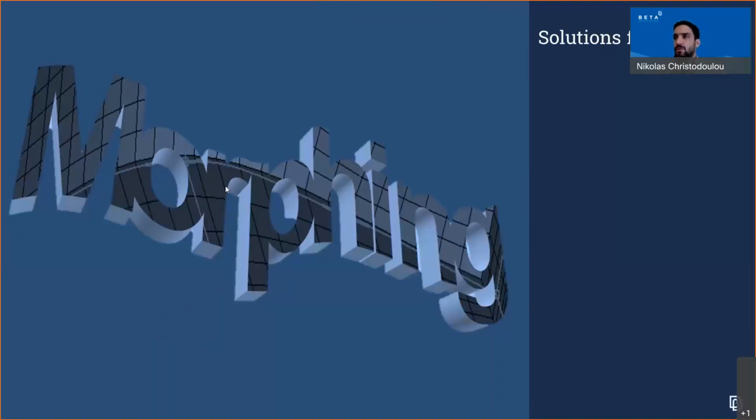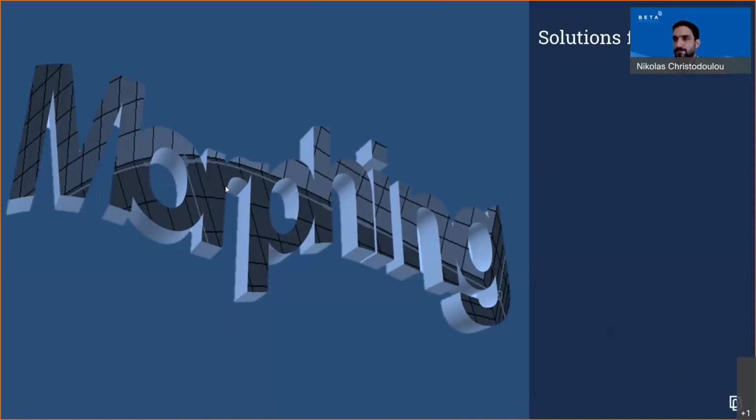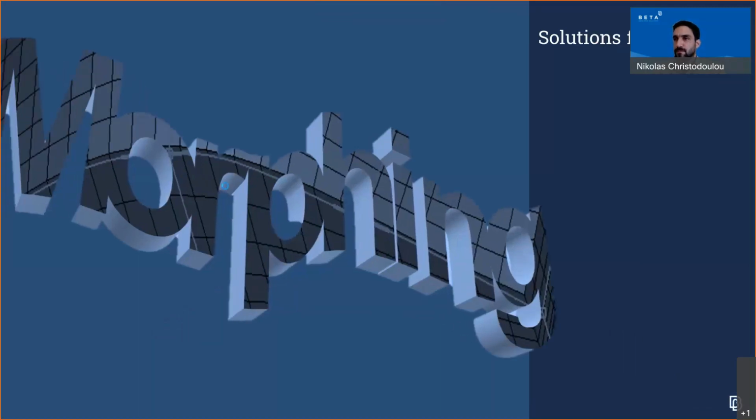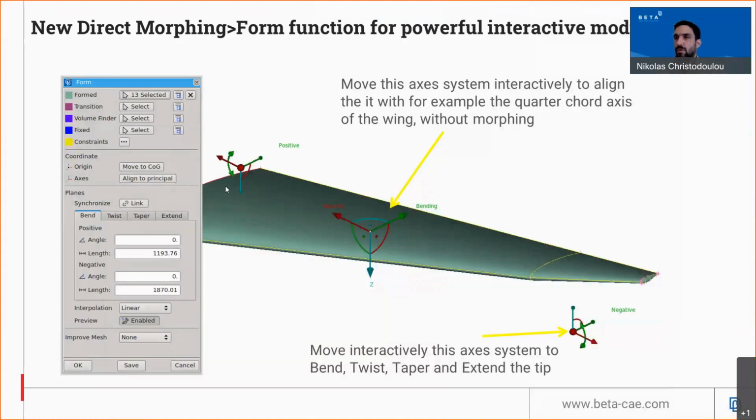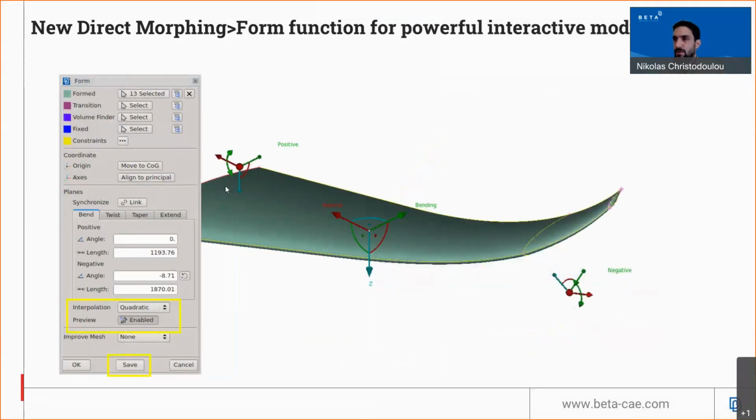Let's move on now to new features of the morphing menu. A new algorithm in direct morphing called Form can help the user to change the shape of models interactively. The user can place the middle axis system without morphing being applied, and then can use the corner axis systems to bend, twist, taper, or extend the model. It is very handy for cases like the one shown here, a wing. And you can see here the result.